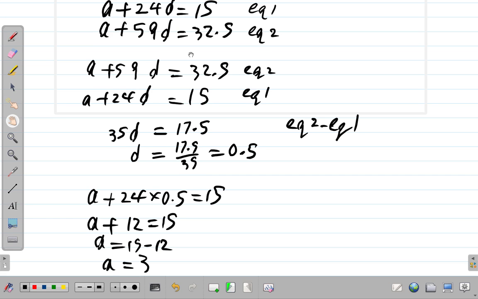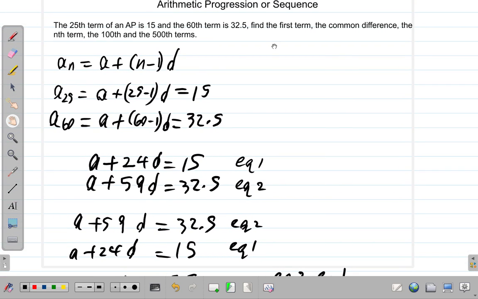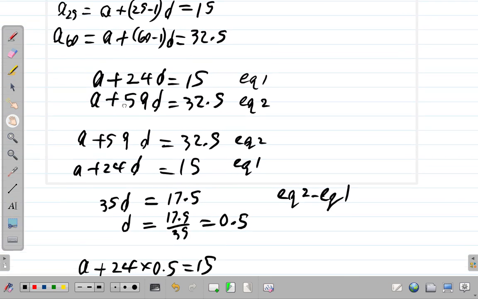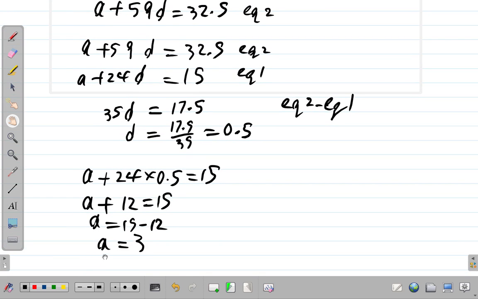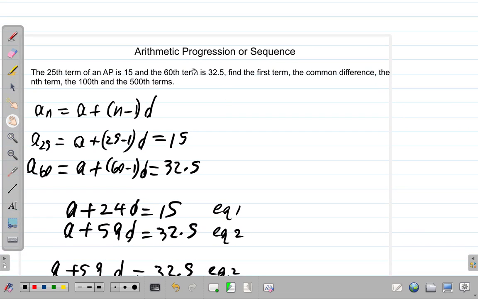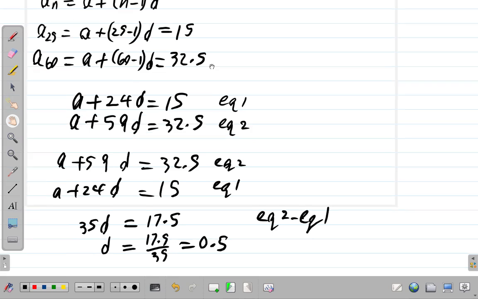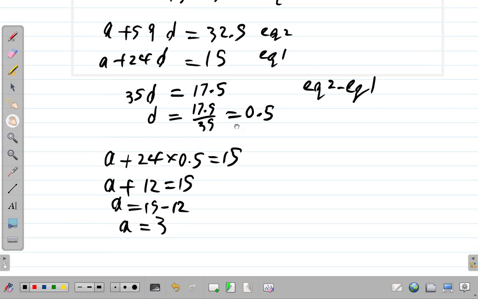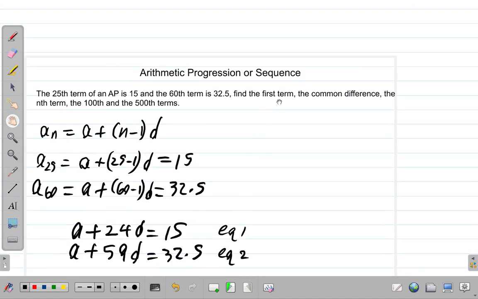Now, you're asked for the first term, which is A, and you got A, the first term, 3. Good. What else do you want? The common difference, which you got here, is 0.5. Good. So we have the first term, 3, and we have the common difference, which is 0.5.